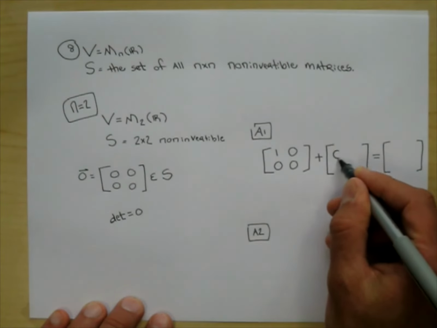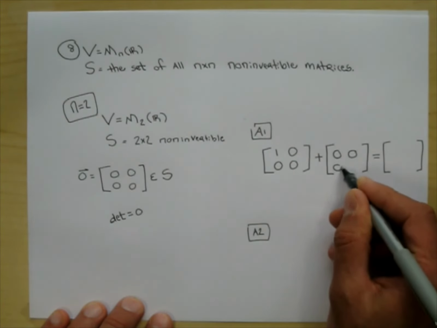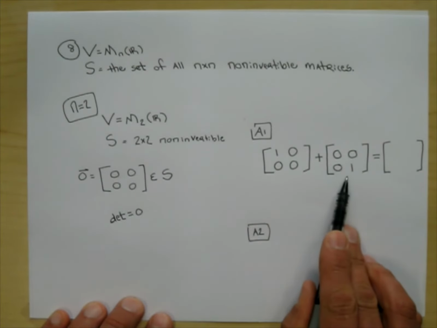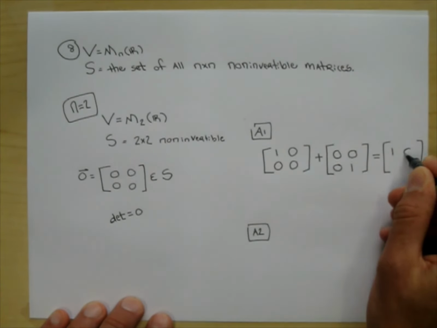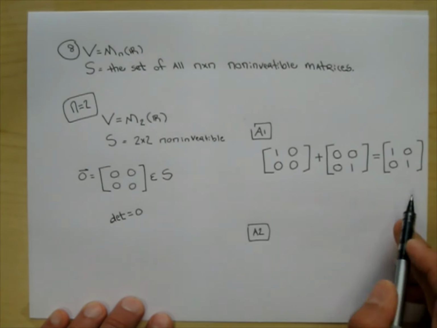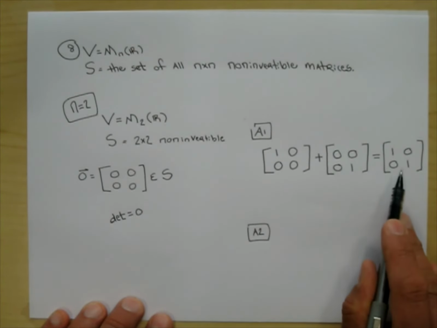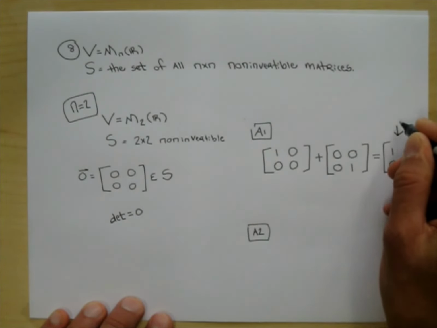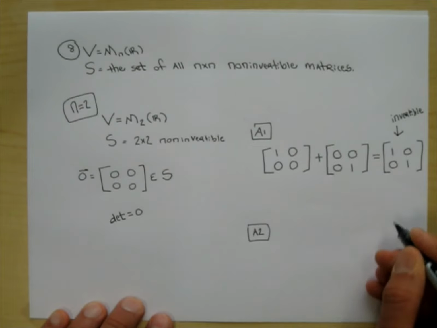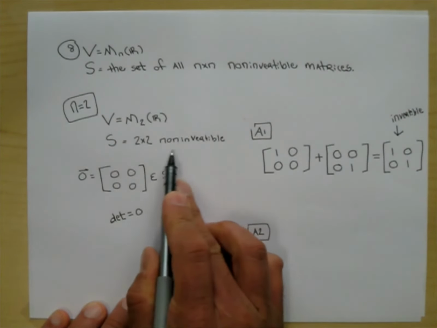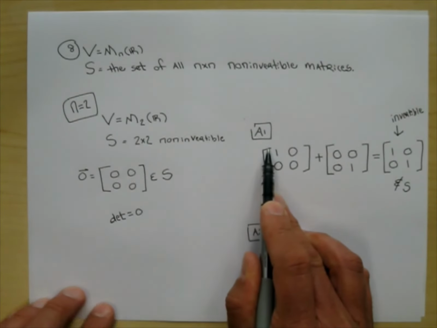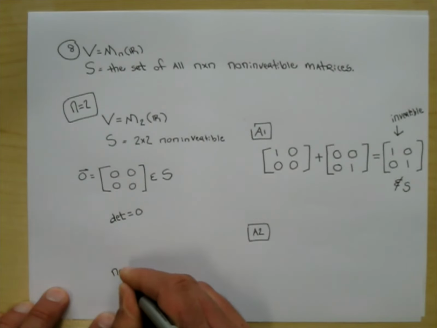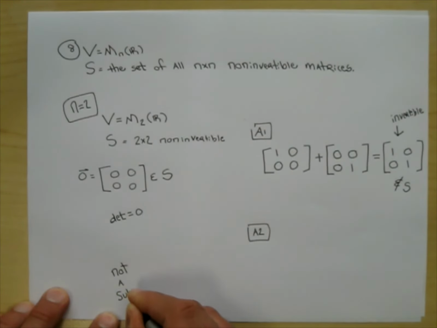If you go ahead and you go 0, 0, 0, 1, that's also in the party circle. So those guys are both non-invertible. Look what you get here. You get 1, 0, 0, 1. That has a determinant of 1, which means this guy right here is invertible. Which means then, because the party circle is non-invertible, he gets kicked out. He is not in the party circle. We have just broken Axiom 1, which means S is not a subspace.